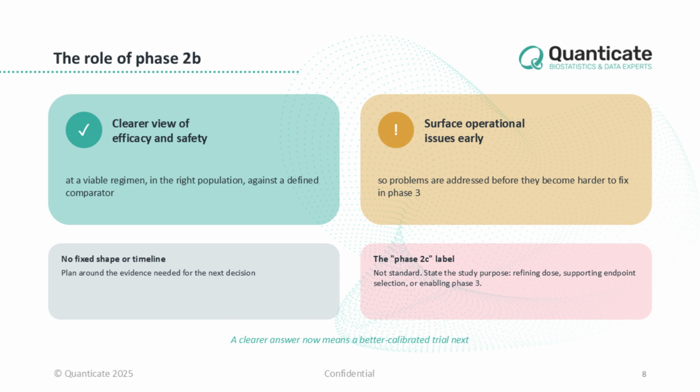While the term phase 2c is sometimes used, it is not a standard label with a consistent meaning. Clearer language is usually more useful. Teams should state whether the study is refining dose, supporting endpoint selection, or enabling phase 3 planning. Ultimately, the role of phase 2b is to give teams a clearer view of efficacy and safety at a viable regimen while exposing operational issues that could become harder to fix in phase 3.